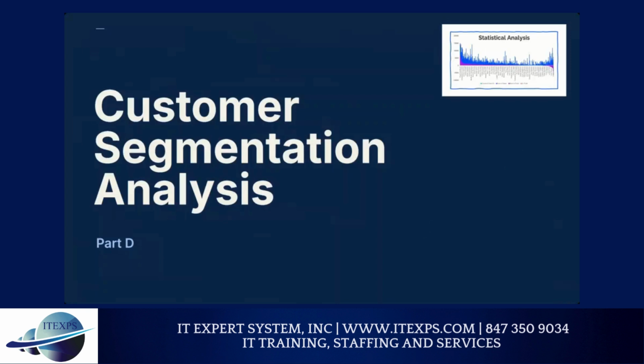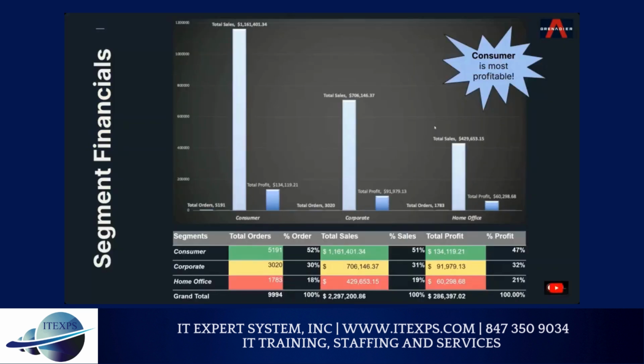Okay, thanks, Alma. So looking at our customer segmentation, we're going to look at it across the board first. And what we see is that you have the consumer, the corporate, and home office. And as with some of the shipping analysis, consumer is the most profitable. They have the most in total sales, they have the most in total profit. Whereas the home office, as you can see, is lagging significantly behind the consumer and corporate offices.